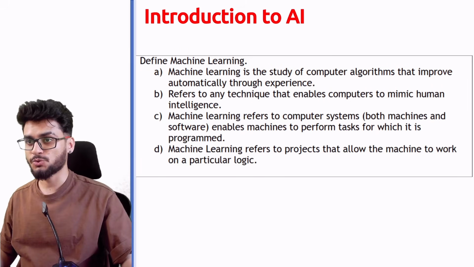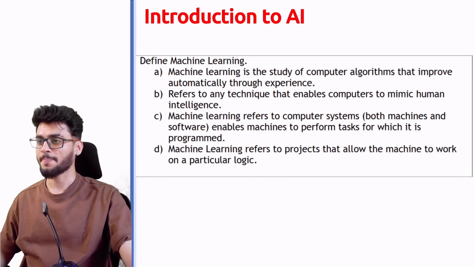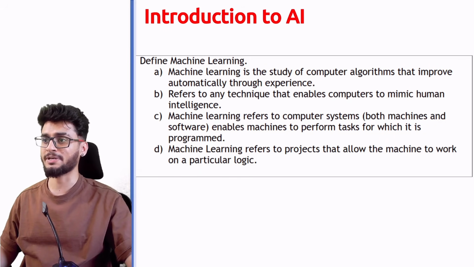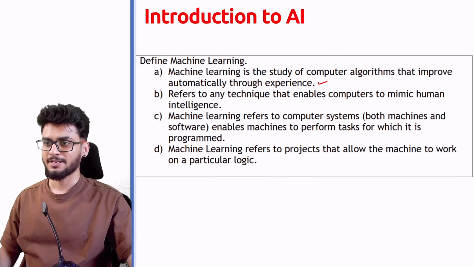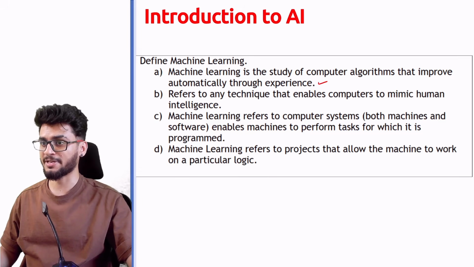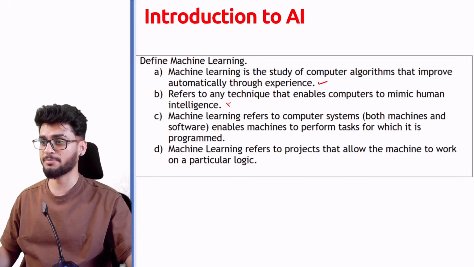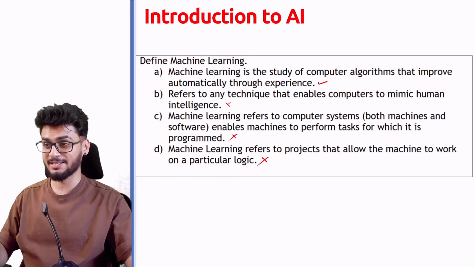So next question, define machine learning. Okay. Machine learning is the study of computer algorithms that improve automatically through experience. Okay, this can be the answer. Refers to any technique that enables computers to mimic human intelligence. Not exactly. Machine learning refers to computer systems, both machines and software, enables machines to perform tasks for it. All right, so this is not the answer. Machine learning refers to projects that allow the machine to work on a particular logic. So out of these four, what is the most closely related to artificial intelligence? It is this one.